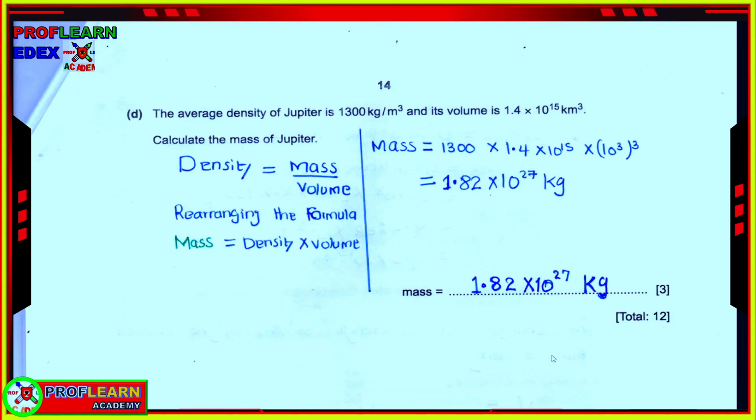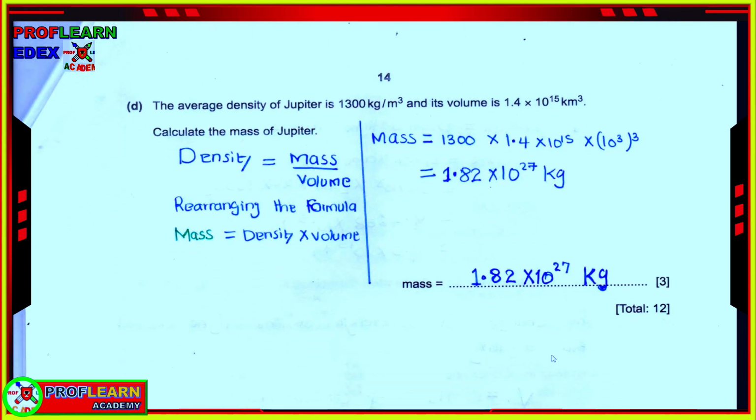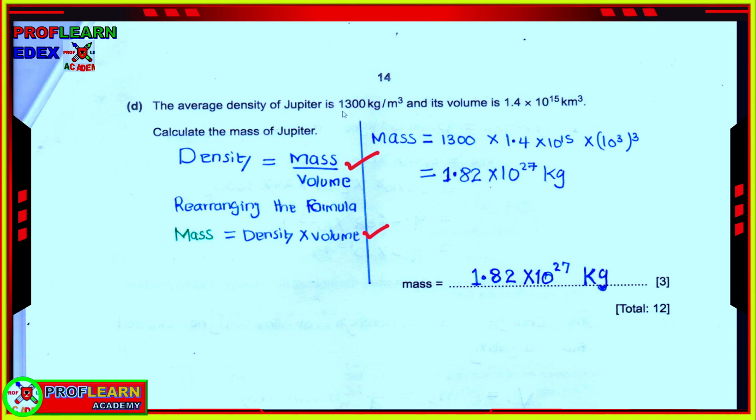Moving to D, here we are supposed to work out the mass of Jupiter. We shall use the formula density equals mass over volume, but we need to rearrange the formula so that we can work out mass, and mass will be density times volume, which means that our units have to be consistent. Density is okay because we are working out the mass. Density is fine.